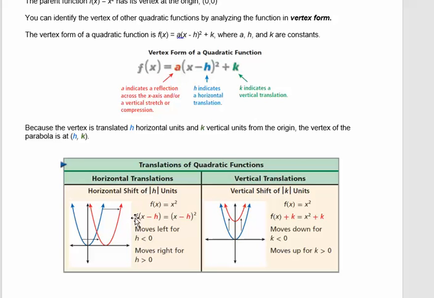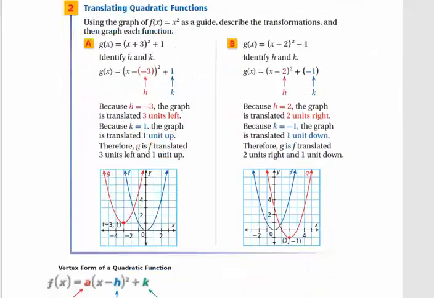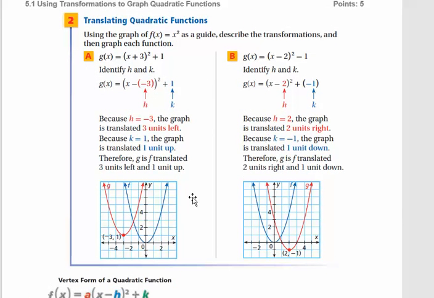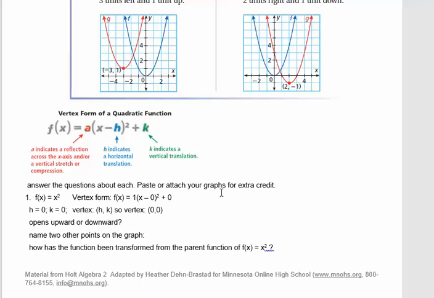Here are some horizontal and vertical translations. You can look in this chart to see how those would look. And here are some examples about translating quadratic functions. You can see that both the h and the k change, and then you can tell how it's been translated. You can also tell the vertex from this. All right, let's look at some examples.